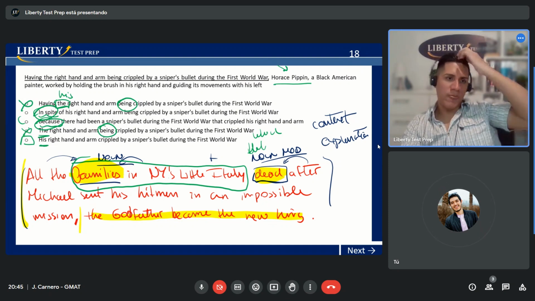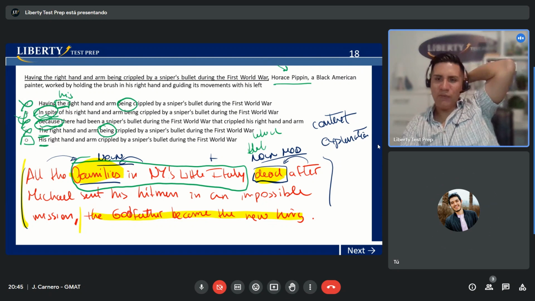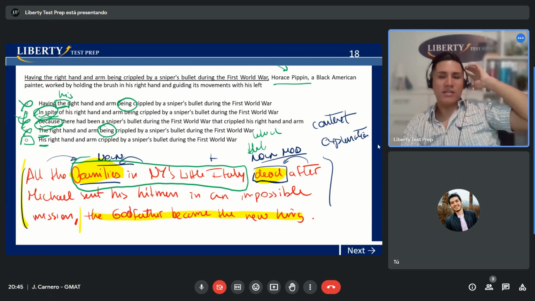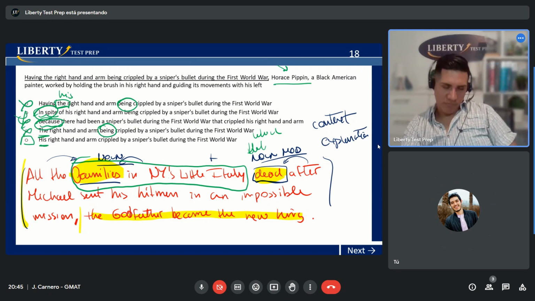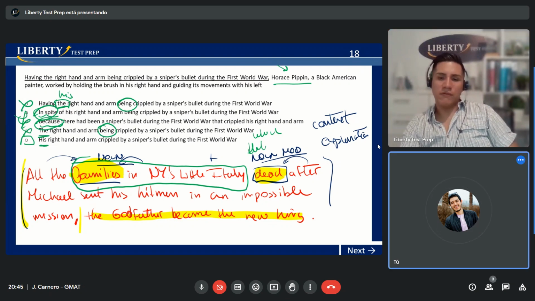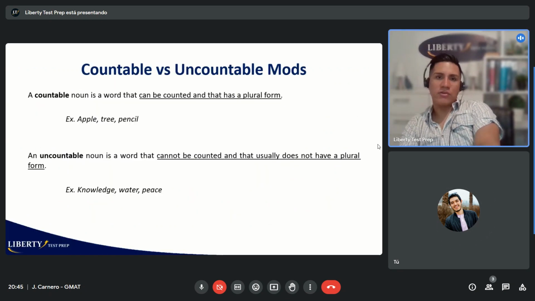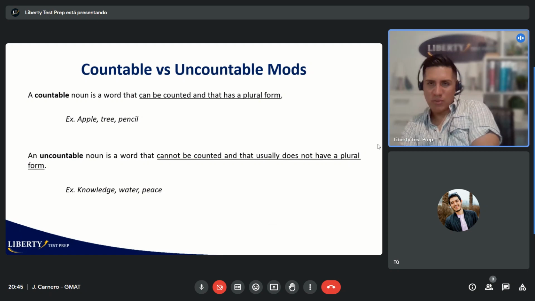Okay. Nice. So usually, if they give you the option with the absolute phrase, it is because they want you to pick it. They want you to pick the absolute phrase. So far, nice. Let's go here to countable and uncountable modifiers. This one is more simple.